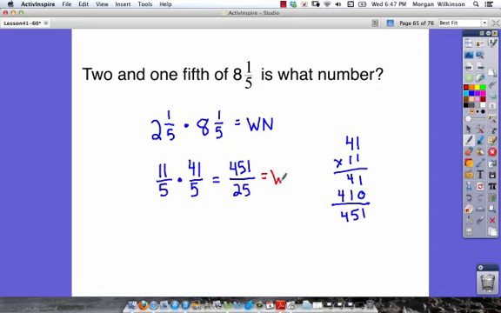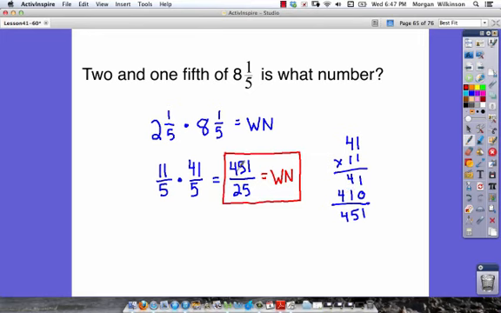451 over 25 is equal to Wn. I would encourage you to leave your answer here as an improper fraction. If you would like to turn it to a mixed number, you may, but you don't have to. Remember, the textbook will report all the answers like this as improper fractions, so you can too.